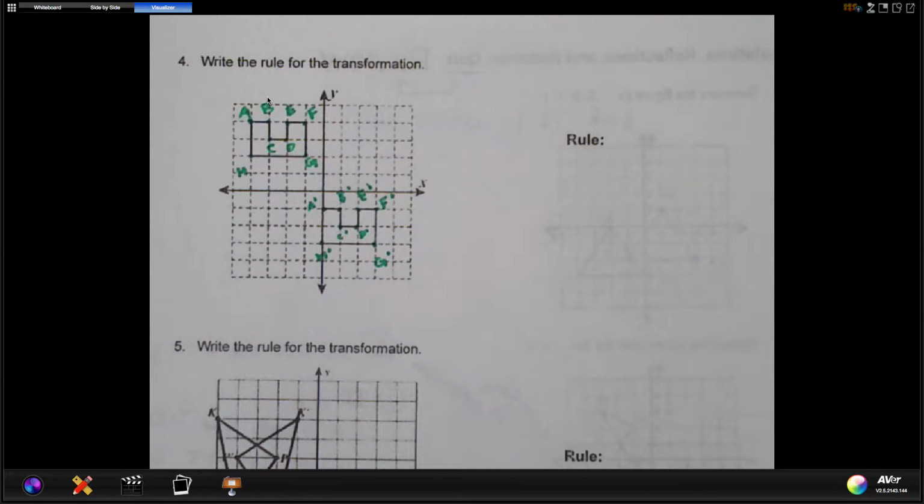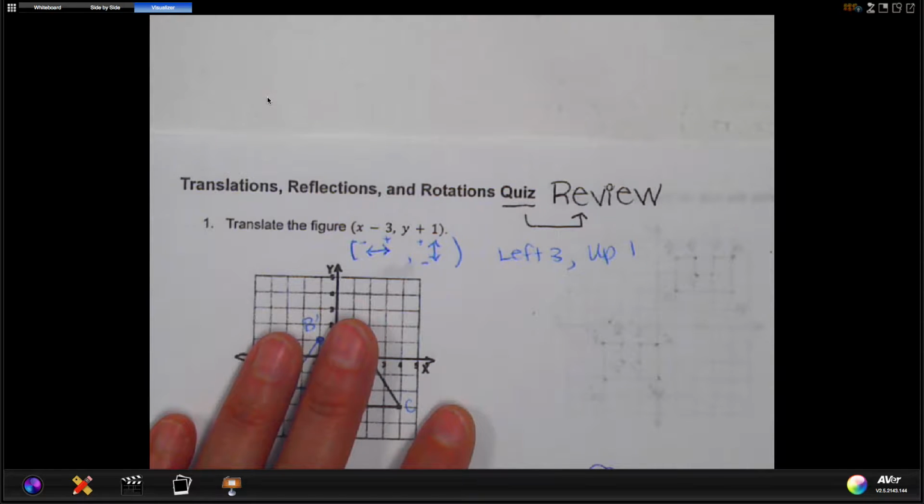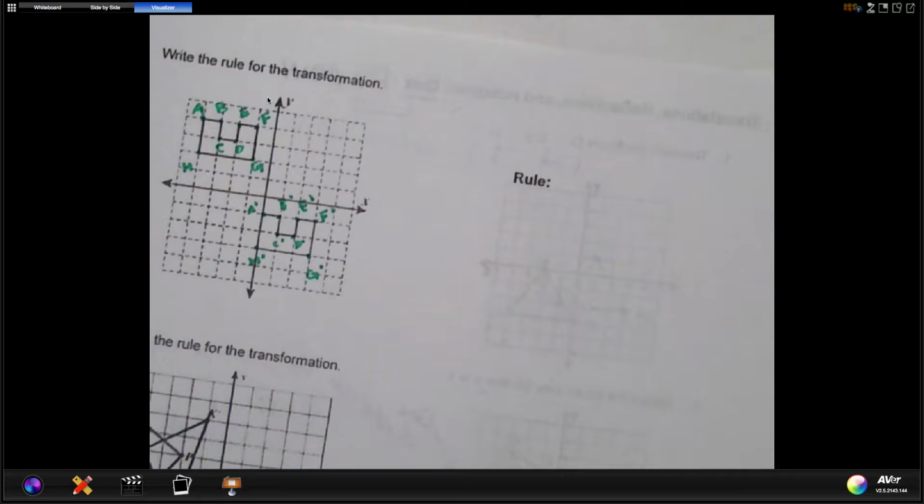Okay, here is our quiz review part 2. So we are on the back side of the paper that looks like this: Translations, Reflections, and Rotations Quiz Review. And we're going to start actually at the bottom first.